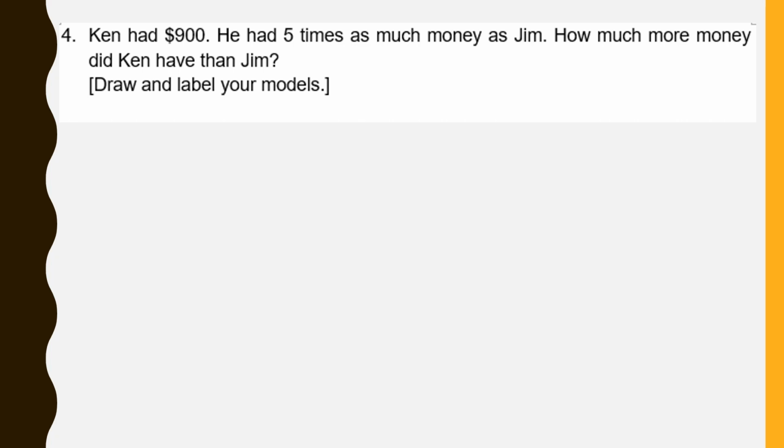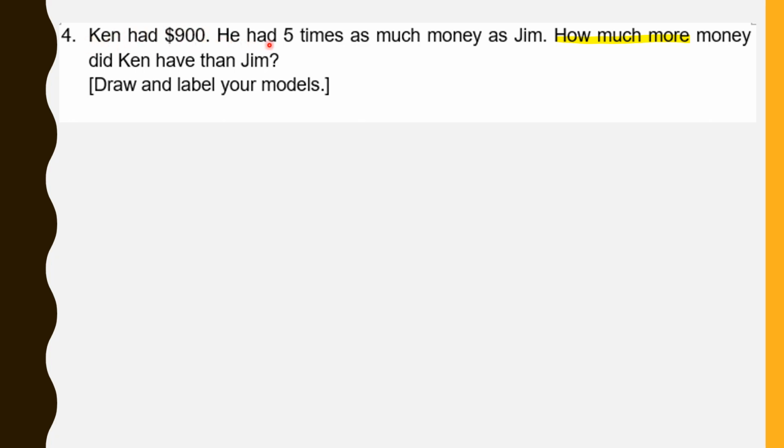Okay, final question. Ken had $900. He had 5 times as much money as Jim. How much more money did Ken have than Jim? This one is the new information. Okay, let's look at some information first. Ken had $900. This is a given variable already.